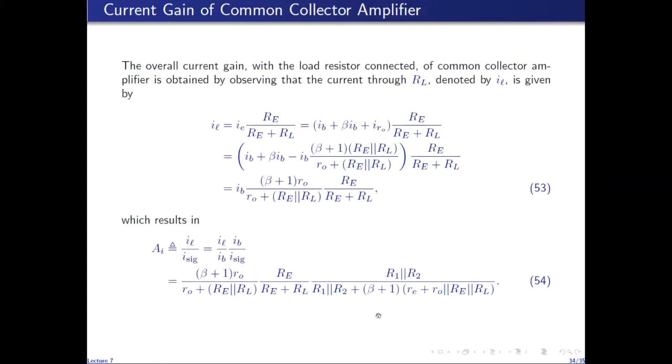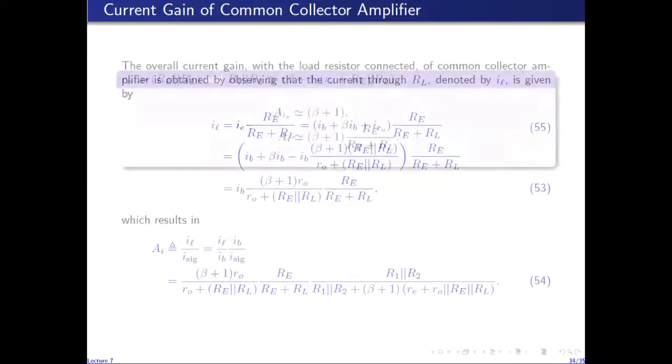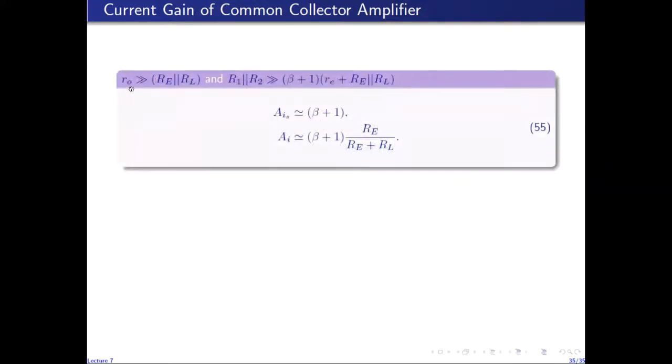So together, the product of these three terms gives us an expression for the overall loaded current gain of the common collector amplifier. As before, we can make use of the reasonable assumption that small r naught is much greater than this parallel combination.